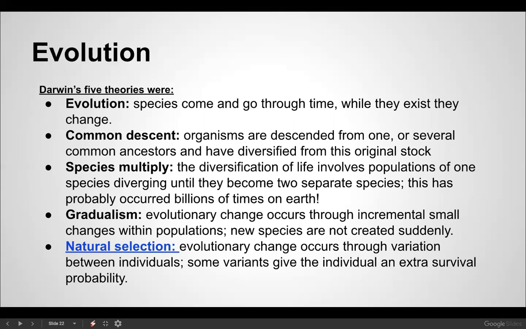Gradualism: evolutionary change occurs through incremental small changes within populations. New species are not created suddenly. Finally, natural selection: evolutionary change occurs through variation between individuals. Some variants give the individual an extra survival probability.